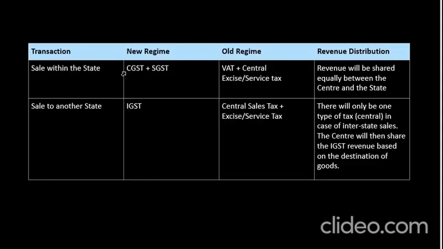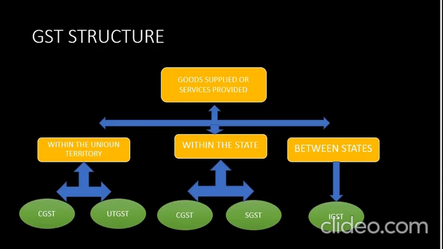So for sales within the state under the new regime we charge CGST plus SGST, but before GST, that is the old regime, VAT plus central excise or service tax was charged. The revenue distribution to the government is that revenue will be shared equally between the center and the state. So here both the center as well as the state will be collecting. When we look into interstate, that is between states, only IGST is calculated, where Integrated Goods and Services Tax is collected by the center.